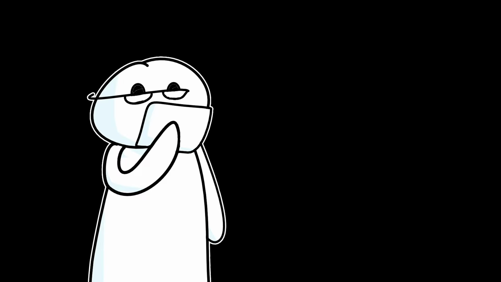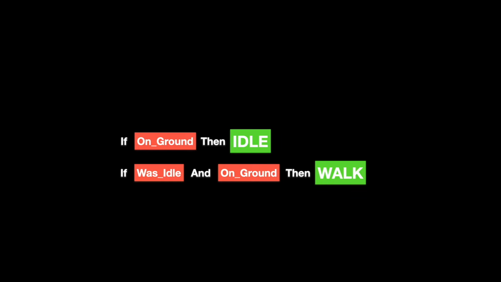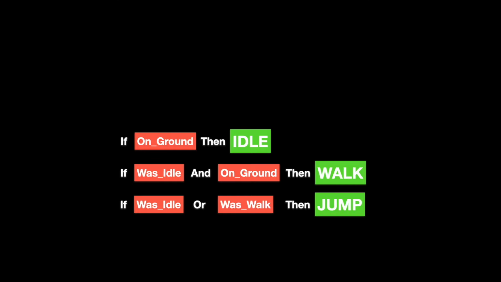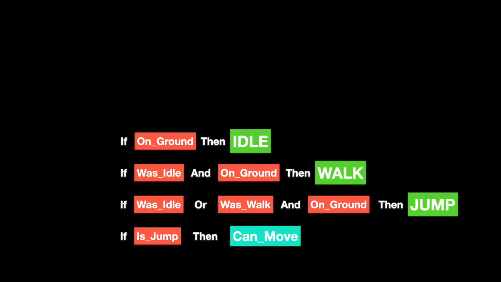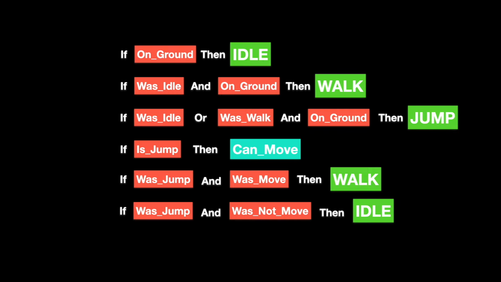I mean, think for yourself. Initially, we are idle. Oh, but when are we idle? When we are on ground. From idle, we can walk. But again, to walk, we need to be on ground. From both idle and walking, we can jump. Oh, but to jump, we also need to be on the ground. When we are in the air, we can move, but we cannot walk. And when our jump ends, we need to go back either to the walking state or the idle state, depending on if you're moving in the air or not.